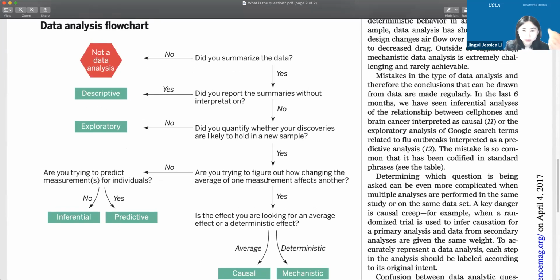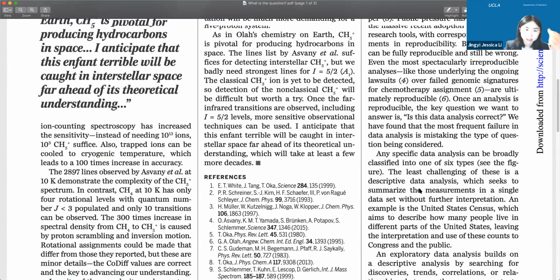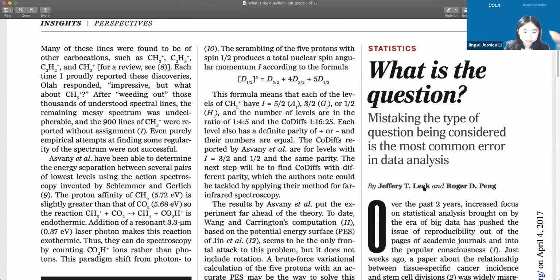This is a paper from Science written by 2 biostatisticians I know at Johns Hopkins. They wrote a lot of articles for the general biological audience, which I think is a very great contribution to the field. They try to use language that is not so mathematical to introduce the key insights in statistical application.